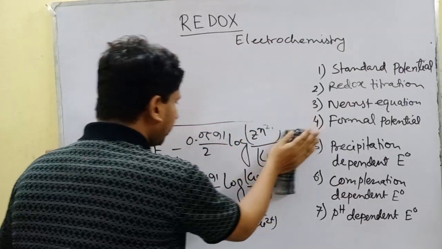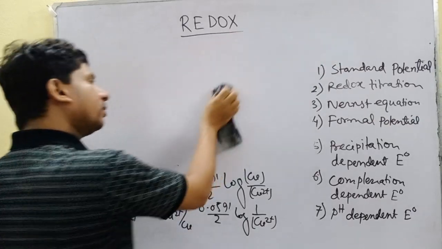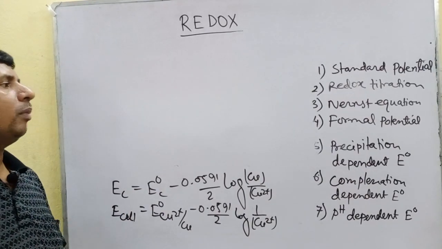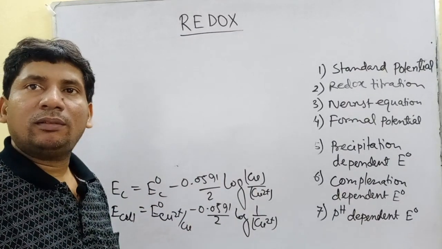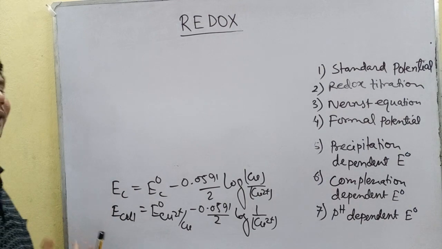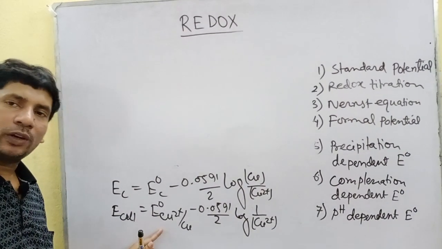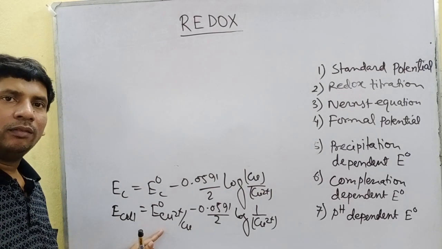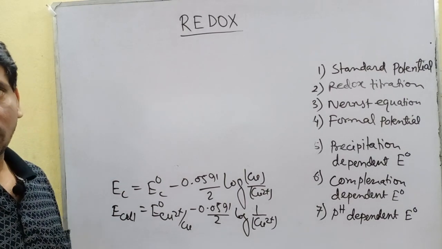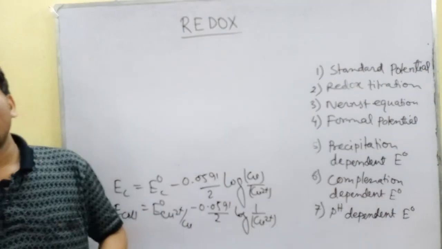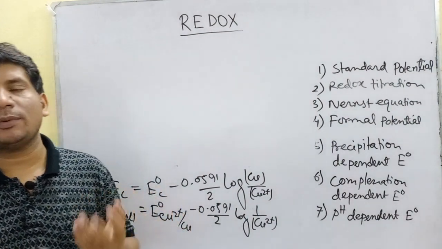Now, what is the formal potential? Formal potential is also a standard potential, but it is not the pure standard potential, because something will be added to the standard electrode potential, or something will be subtracted from the standard potential. How? The analytical concentration of the species is used rather than the species activity.